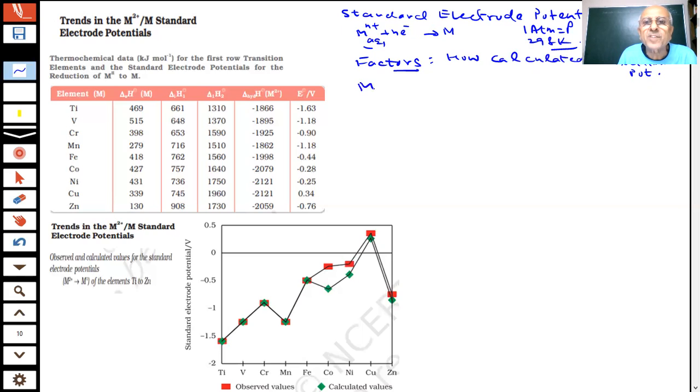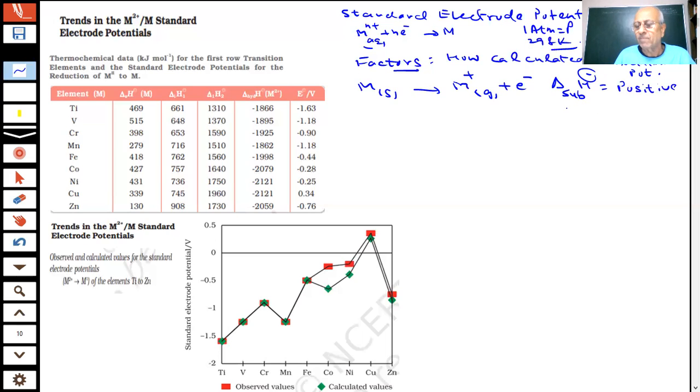First of all, you have a metal solid. What are you forming? M plus gas plus electron. This is delta sublimation. Solid to gas. Is it positive or negative? Positive.